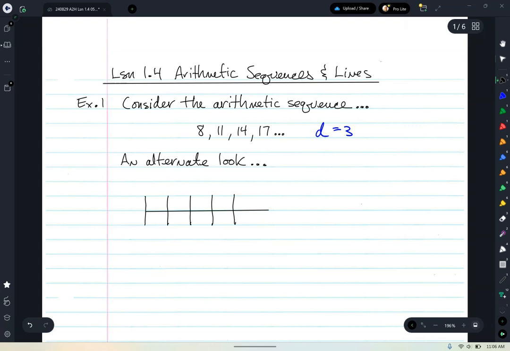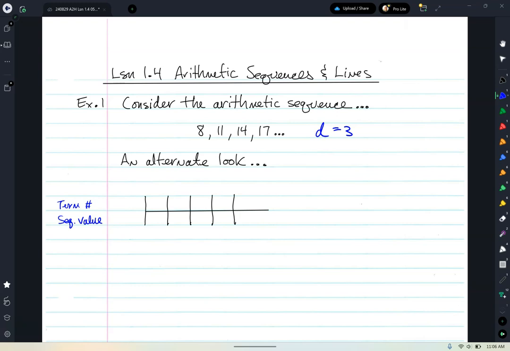Out here in the margin area, I'd like you to write term number and then sequence value. Out here on the margin. We're going to leave a little space right here, okay?